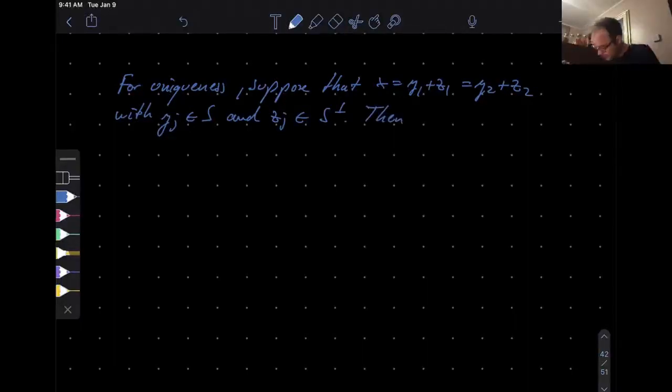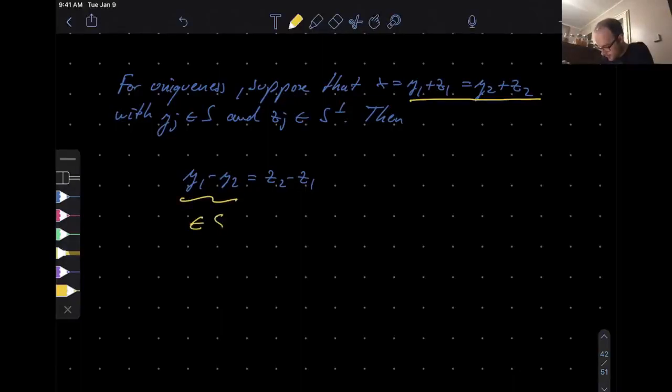Then let's do some algebra. It's a double equality, but I'm just going to look at the middle piece. So I'm going to take the y's to one side and the z's to the other side. Now remember, both S as well as its orthogonal complement are subspaces. That means they are closed under taking linear combinations of elements in them. So this means in turn the left-hand side is in S, because the yj's are in S, and S is a subspace. And it also means that the right is in the orthogonal complement, because the zj's are in the orthogonal complement, and the orthogonal complement is a subspace.